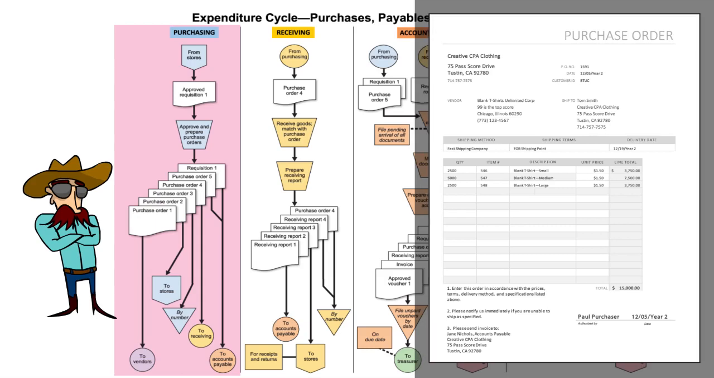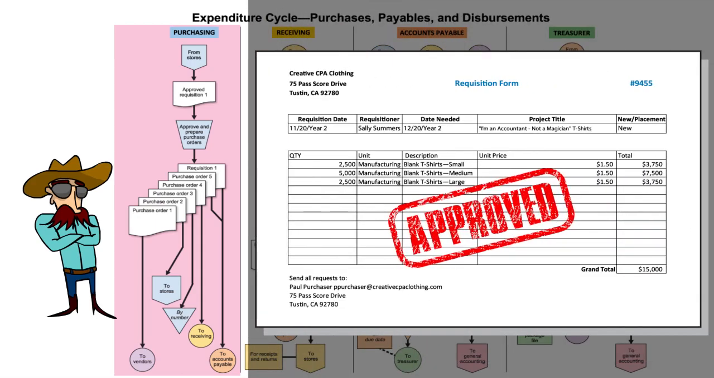So good controls here. Sequentially numbered requisition form, requiring an approval of that requisition, the process of obtaining the bids for best price, also using a sequentially numbered purchase order, and the use of the blind copy for the receiving department.